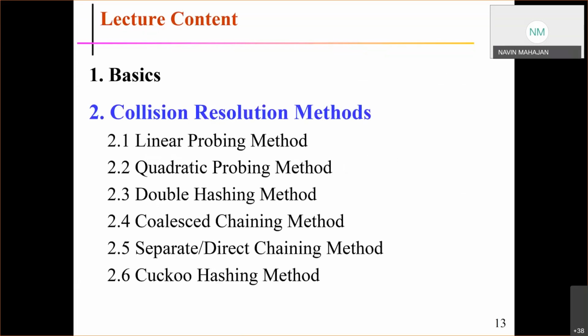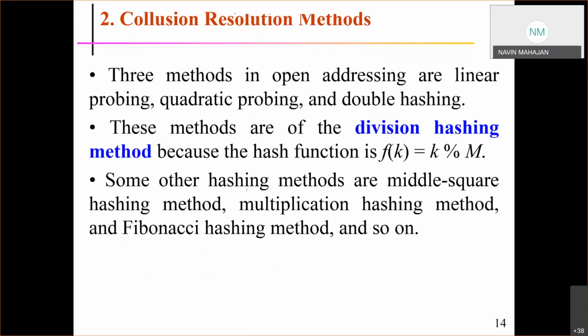So what are the different methods to resolve collisions? Collision resolution methods: linear probing, quadratic probing, and double hashing. We'll see only these. One more is chaining, which is applied in closed addressing. In open addressing we use linear probing, quadratic probing, and double hashing. These are division hashing methods because the hash function is f(k) = k mod m.